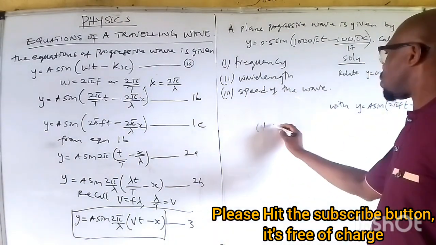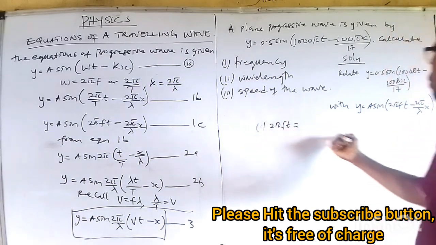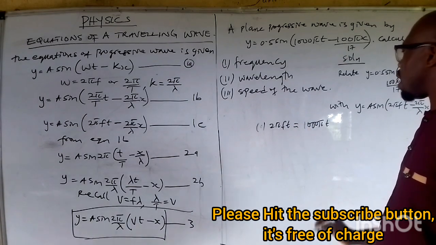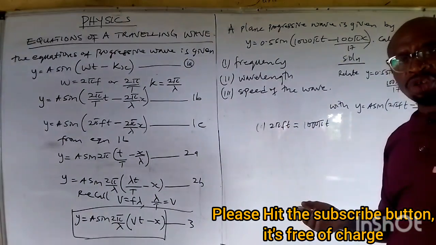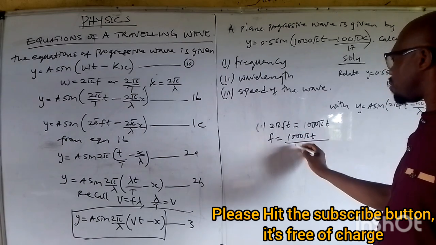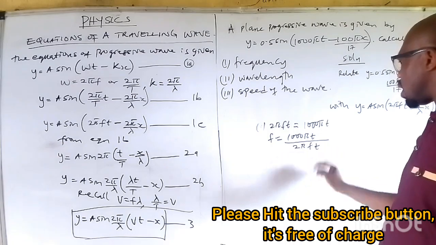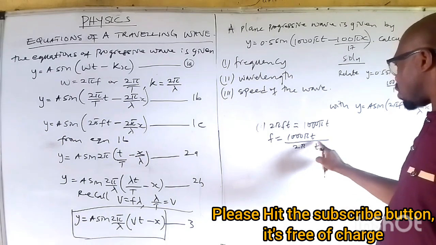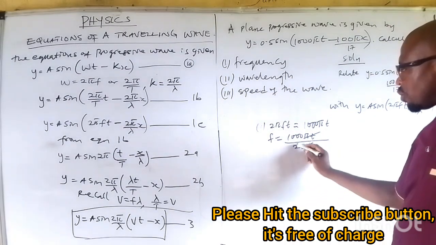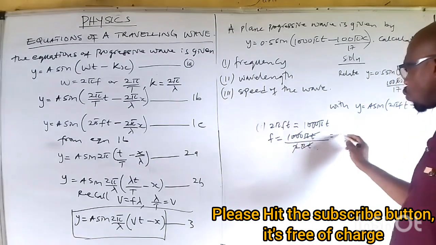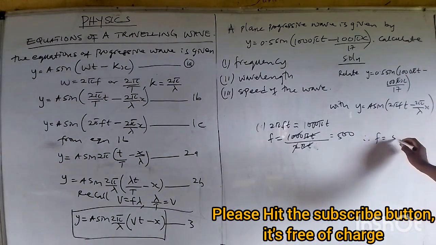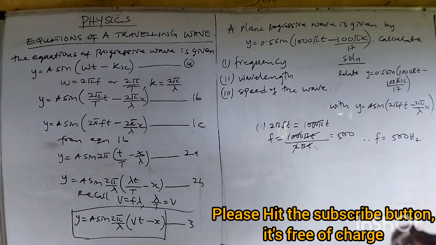Since we're looking for the frequency, we say 2 pi f t is equal to 1000 pi t. Make f the subject, so f is equal to 1000 pi t all over 2 pi t. Pi t can take care of pi t, and 2 can come here to give us 500. Therefore, the frequency of the wave is 500 hertz. We're done with that.